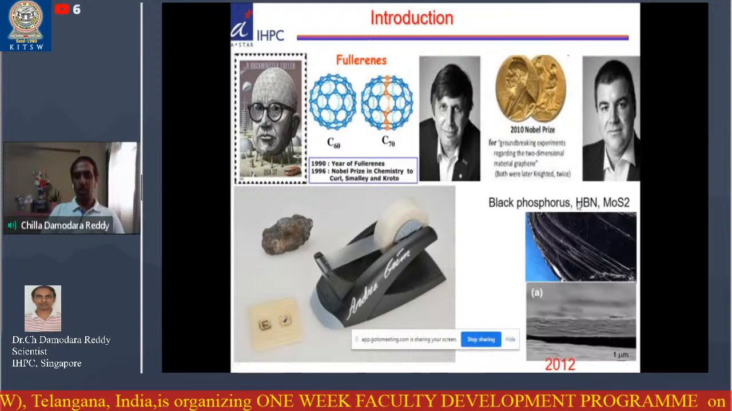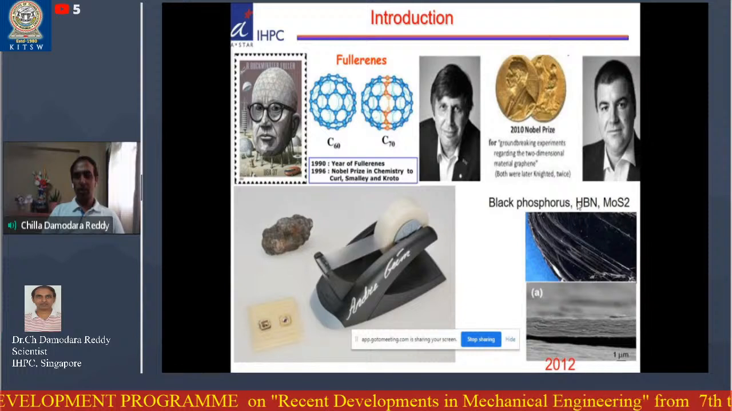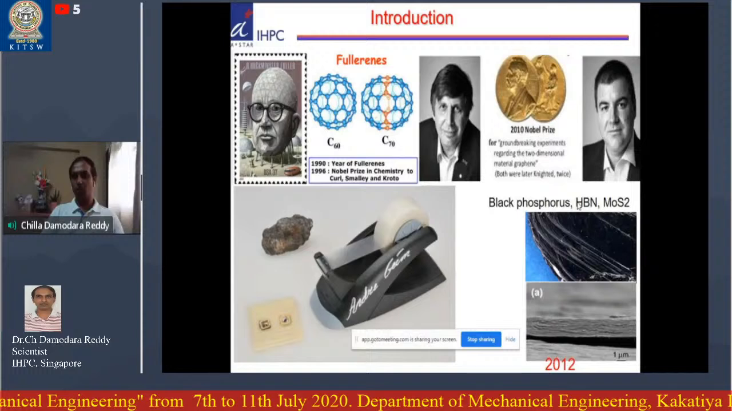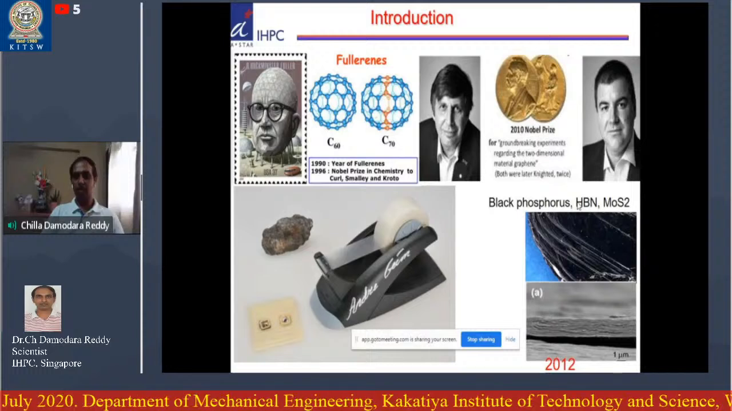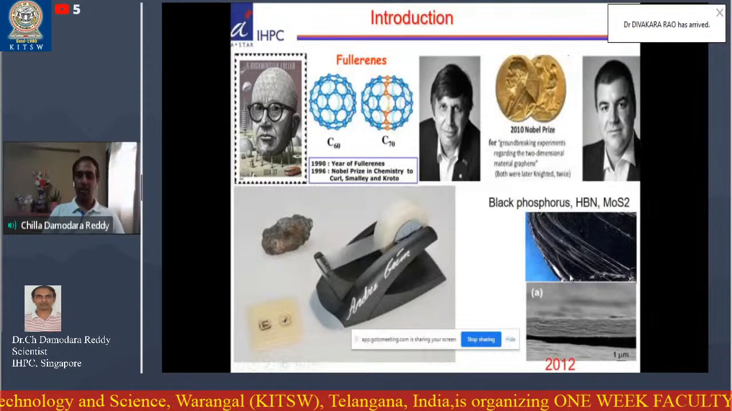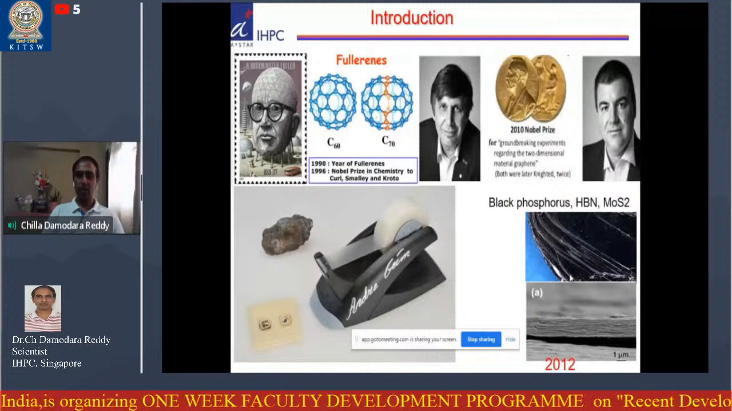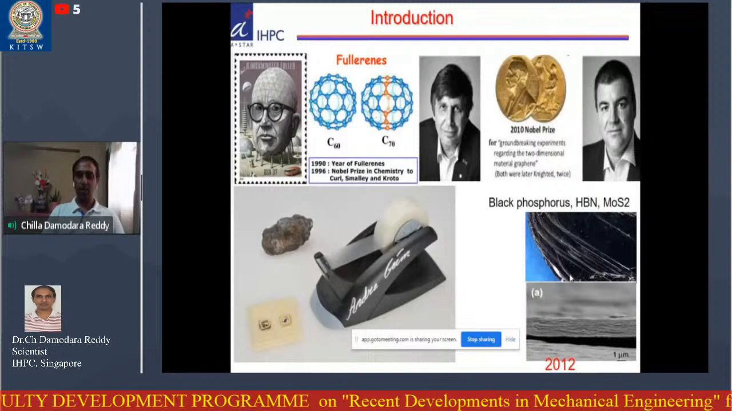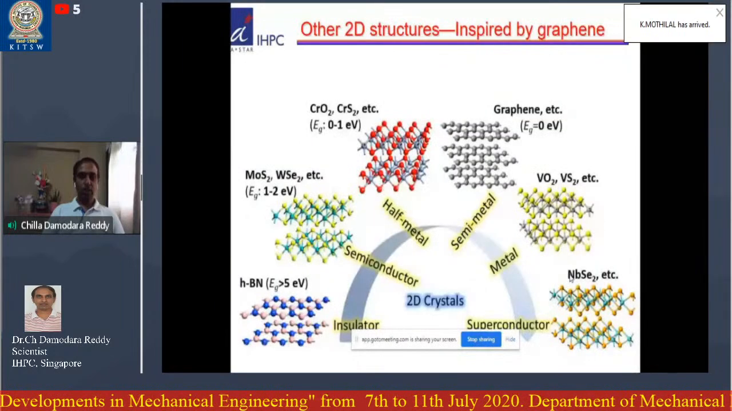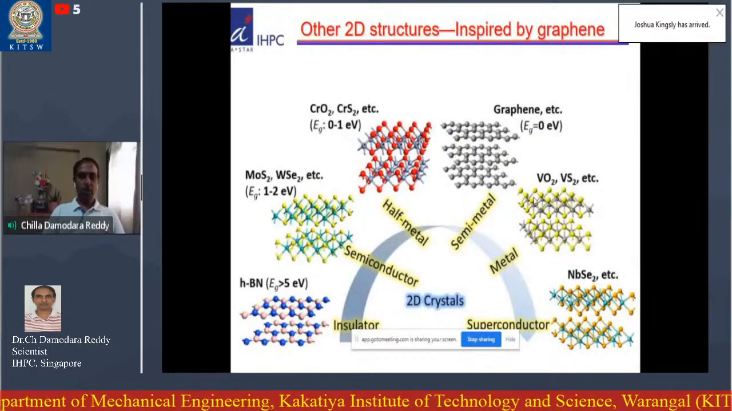So along the way, by 2012, there were a lot of other structures like black phosphorus, boron nitride, molybdenum disulfide, and so many other single-layer materials. Those are also very useful, especially currently in the electronics industry. They are still able to detect new structures every day, and there are different combinations. They try to synthesize them, or they try to extract them from layered structures also. So these are the other types of 2D structures, and they may be one atom thick or two to three layers of atoms thick.